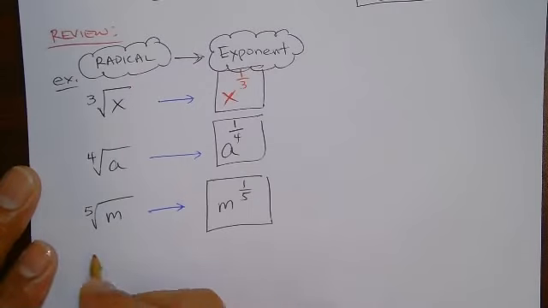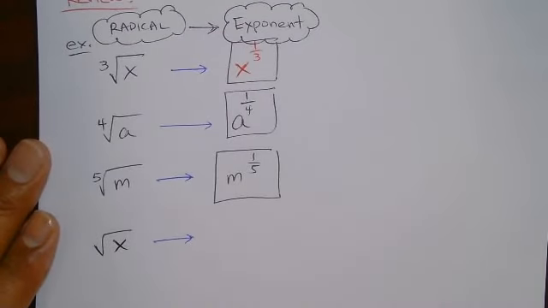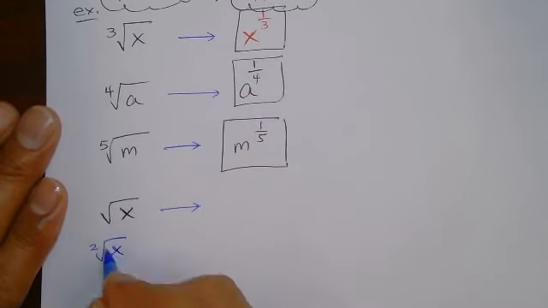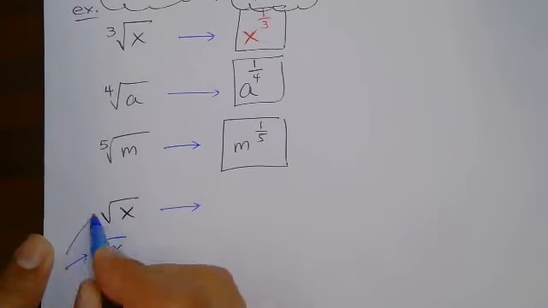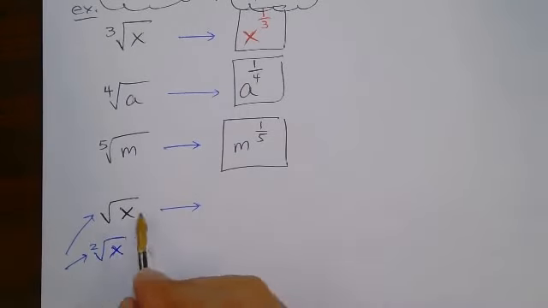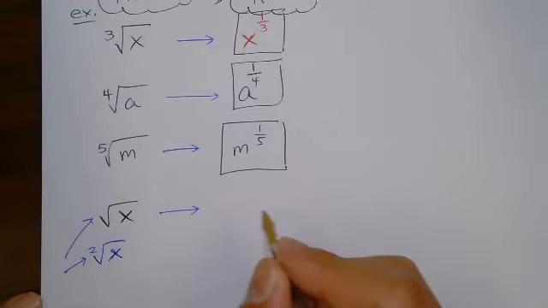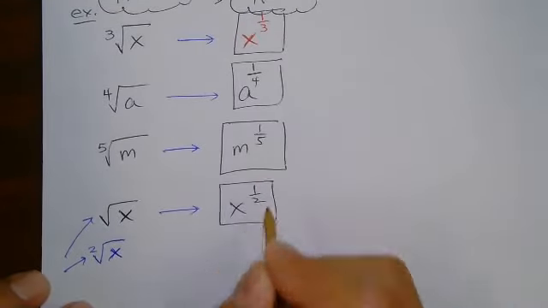But the question is, what if you have just the regular normal square root of x? I know you don't write it, but when you have a square root of x, it's really a 2 there that they don't write. You're supposed to just know that there's a 2 there for radicals. And why is that important? Well, when you change this to exponential form, it'll be x to the power of 1/2.